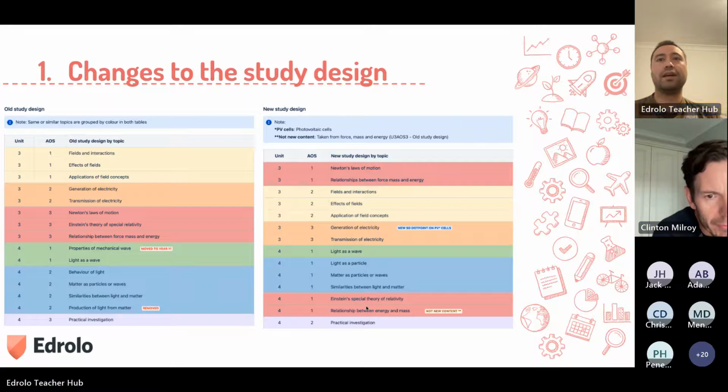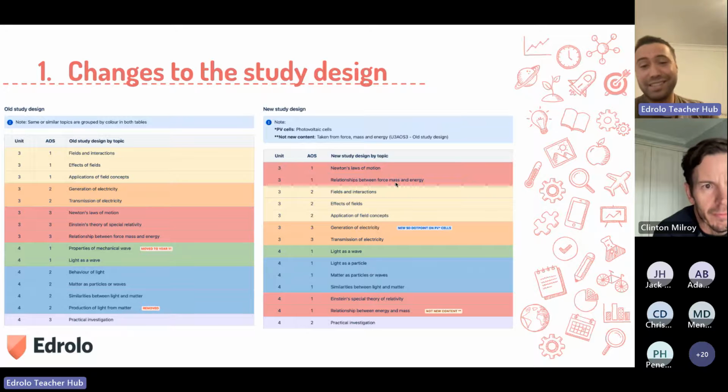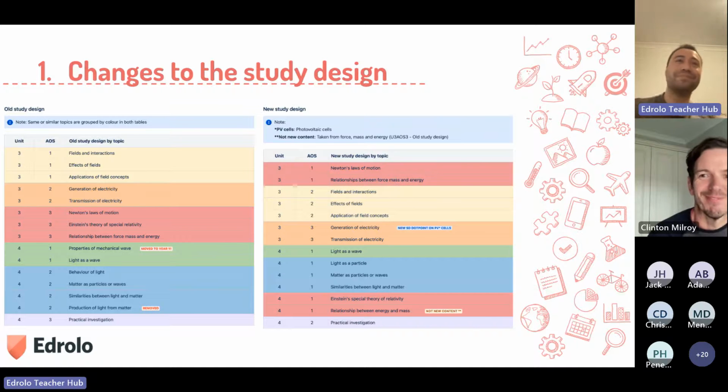So Einstein's theory of special relativity was over here in unit 3, so it's red, and is now over here in unit 4. And they've switched it around so that fields, interactions, the effects of fields and applications of fields concepts we started with has now moved into unit 3 area of study 2, and we actually now start with Newton's laws of motion and the relationship between force, mass, and energy. I really should have explained this at the start. Thank you. That was a very good question, Dave.